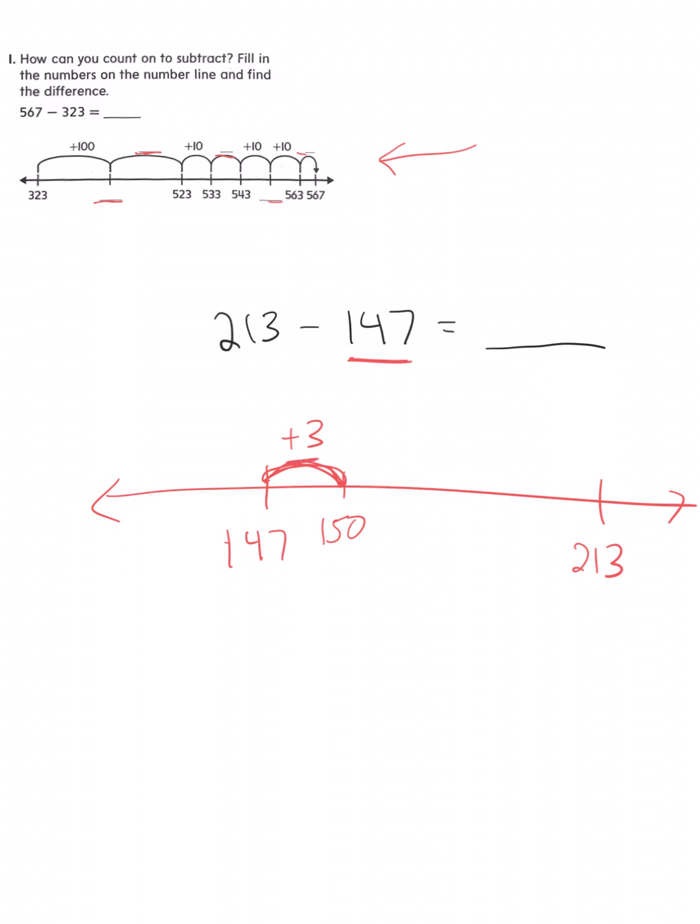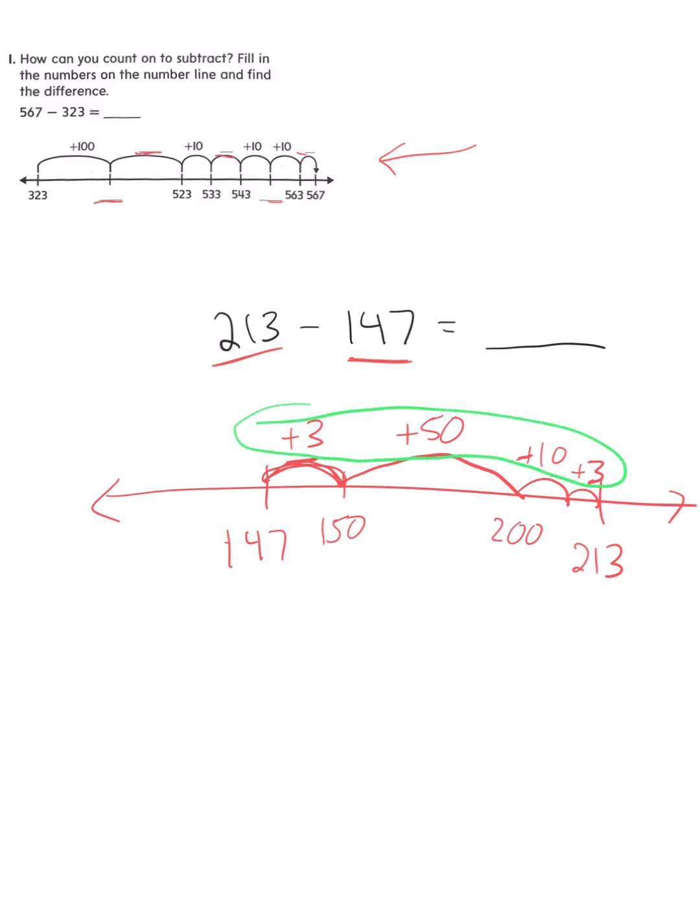So I'm going to do plus 3, and then I think a nice jump of 50 would be good here to get me to 200. And then maybe I'll do a jump of 10, and then another jump of 3. And that has me land at 213, which is where I want to land, because that was my first number that I started with. So now these numbers that show the jumps are the difference between 147 and 213. So I'm just going to add those up to find my difference here.